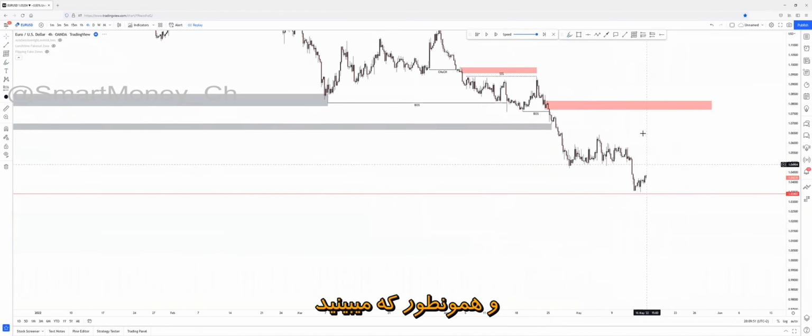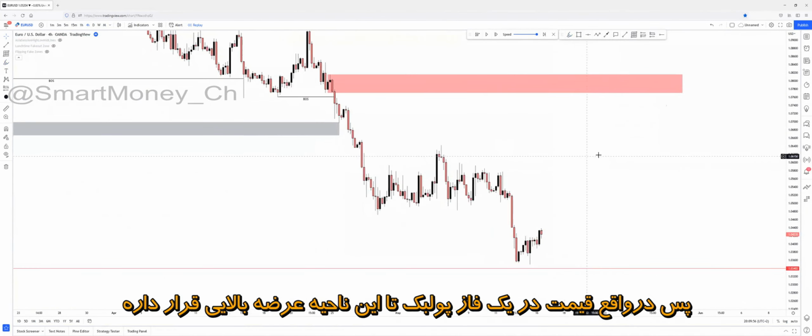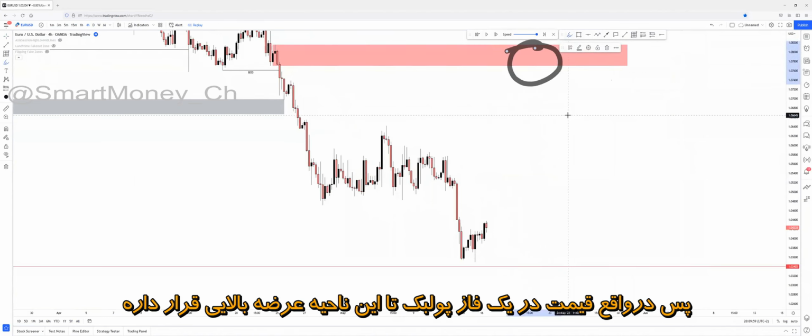And as you can see, currently price is in a pullback phase to some supply zone. So price is actually in a pullback phase to this supply zone up here.